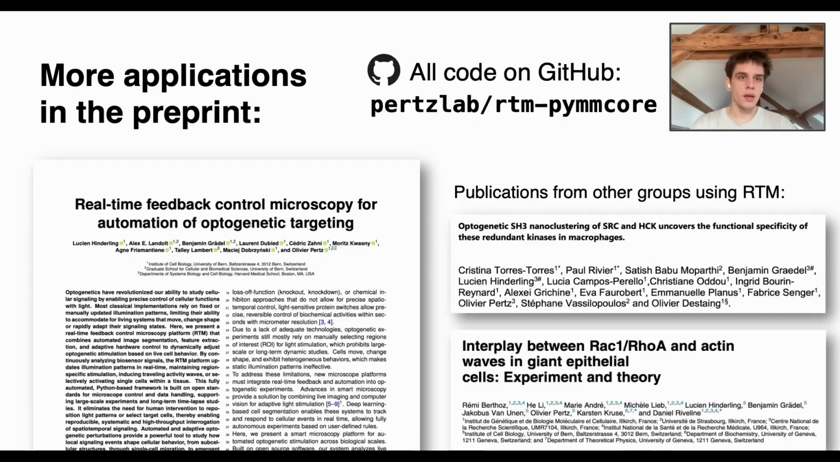And we have a preprint out. It's on bioRxiv. All the code is open source and public on our GitHub repository. And I'm really happy that there are already other groups that used this pipeline for uncovering the role of SRC and HCK in motility of macrophages. And in another experiment, we looked with a more theoretical group, the lab of Daniel Riveline, at Rho A regulation in MDCK giant cells. So it's also really nice to get this kind of quantitative data to fit models too.